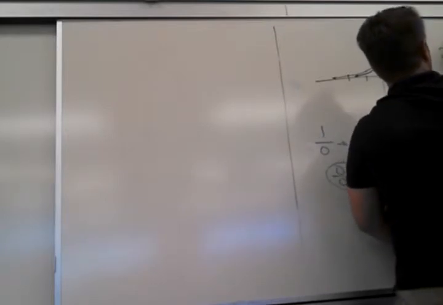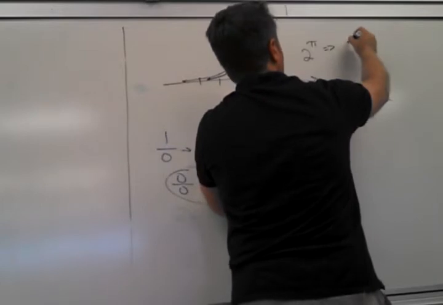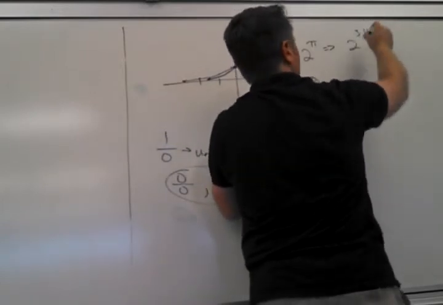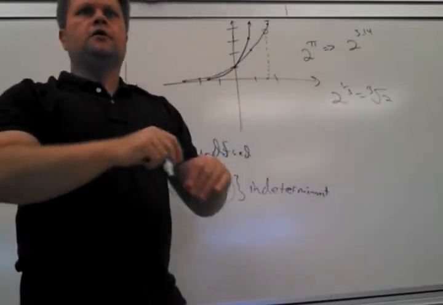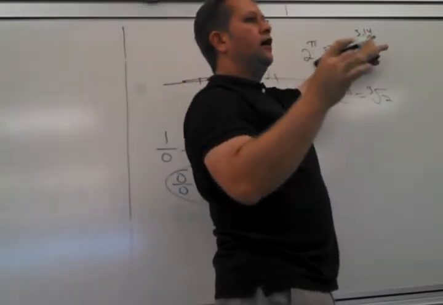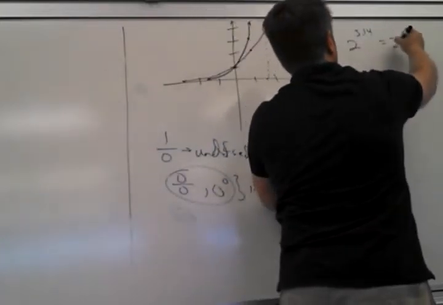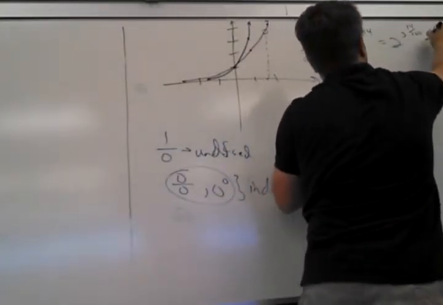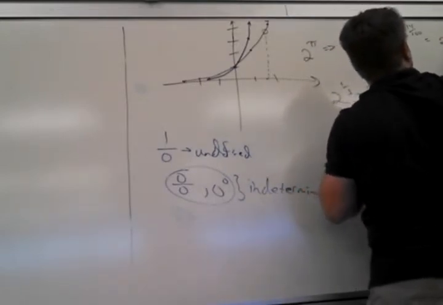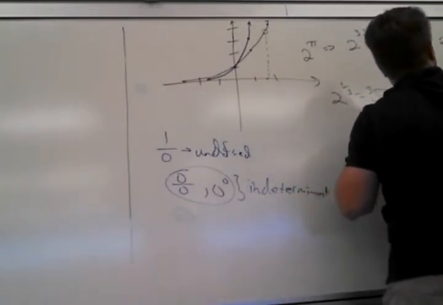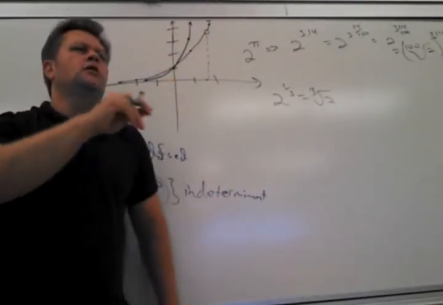So the way you do it is, let me try something else. 2 to the pi. Well, pi is about 3.14, right? So it's not equal to this, is it? No. But this I can write as a root, believe it or not. This is 3 and 14 hundredths, so it's 314 over 100. So it's the 100th root of 2 to the 314 power. Now, don't freak out.